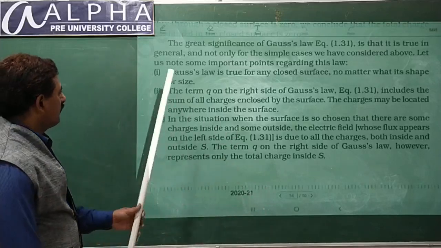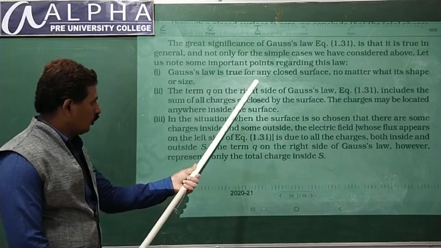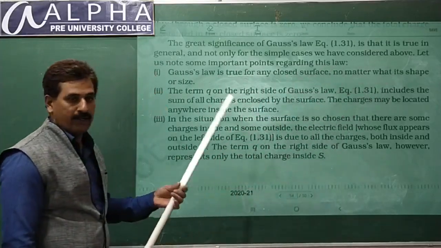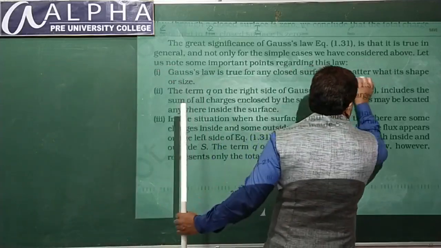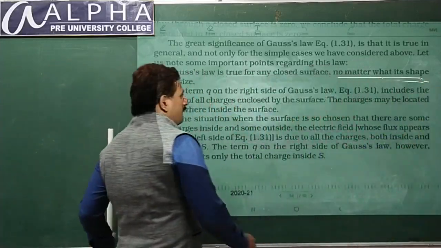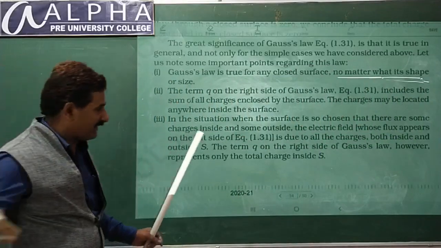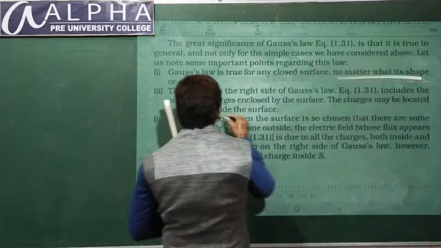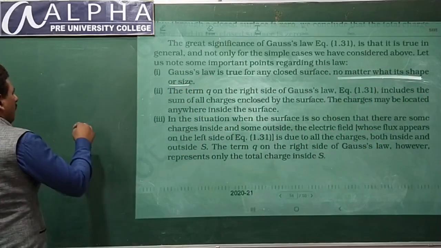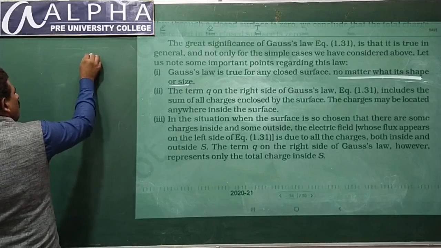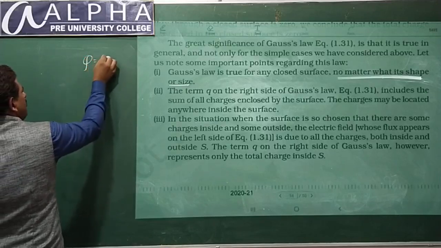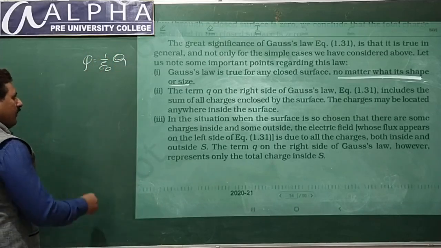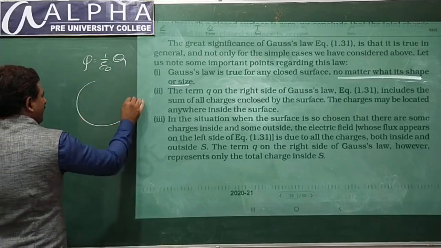What is the first point? The first point says Gauss law is true for any closed surface, no matter, I will underline the line, no matter what its shape or size is. Look here. No matter what its shape or size is. What is Gauss law? Gauss law is total electric flux phi equals 1 by epsilon 0 times the charge enclosed. We discussed this in the last class.